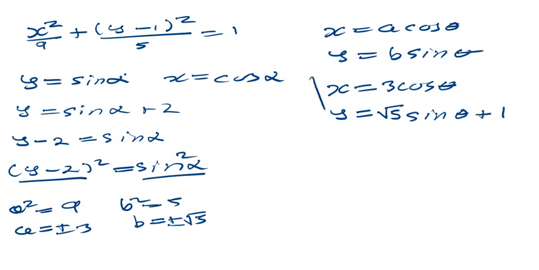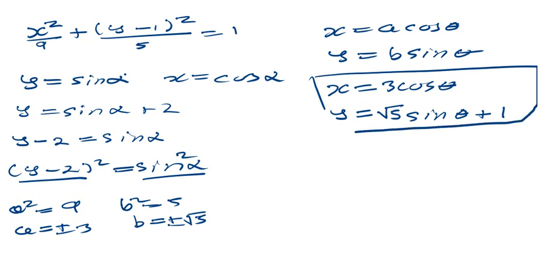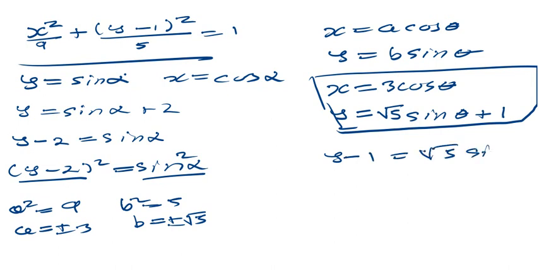So these two here are the two parametric equations for this ellipse that we have here. If you want, you can try to convert this back to this one. You're still going to get the same thing. This one will remain the way it is, then for this one, the 1 is going to shift. You're going to have y minus 1 is equal to the square root of 5 sine theta.